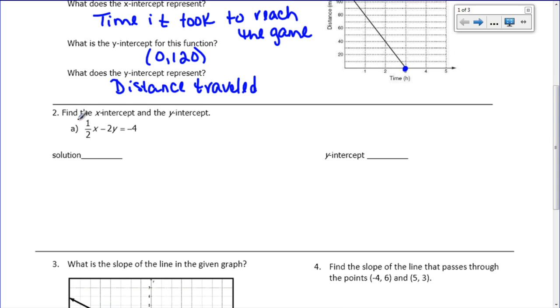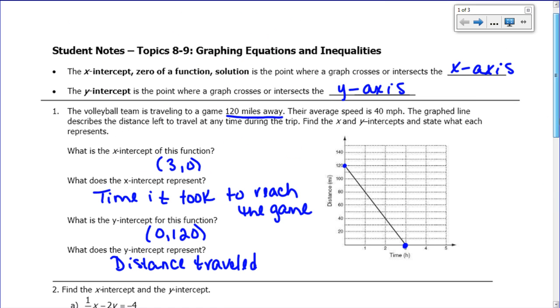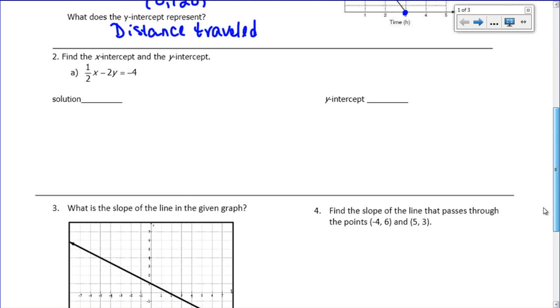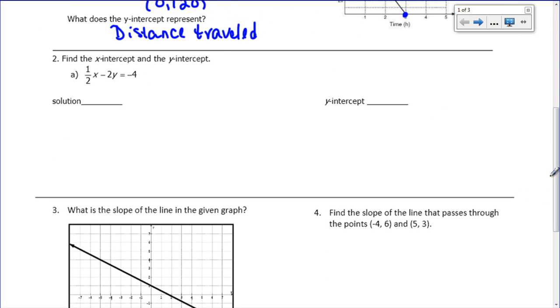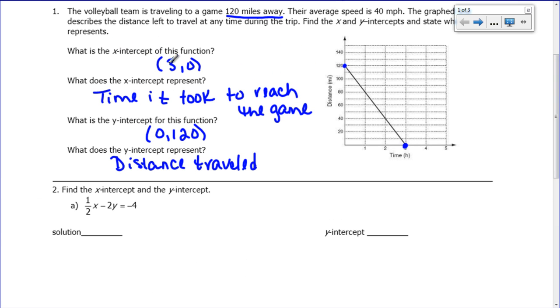So number 2 here asks you to find the x-intercept and the y-intercept of this equation right here. And down here you'll notice in the little blank that it doesn't say x-intercept, it says solution. That's because, if you'll remember, x-intercept and solution mean the same thing. So they're synonyms of each other. So to find the x-intercept, if you look at how we wrote our point up here, we wrote it as (3, 0). X-intercepts always have a value for the x and 0 for the y.